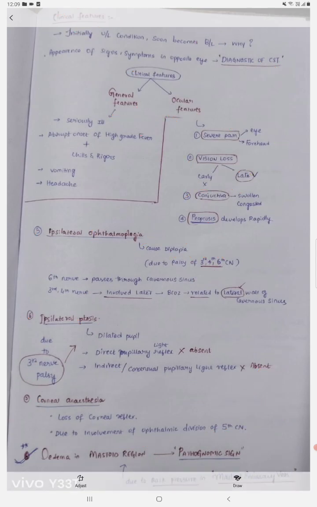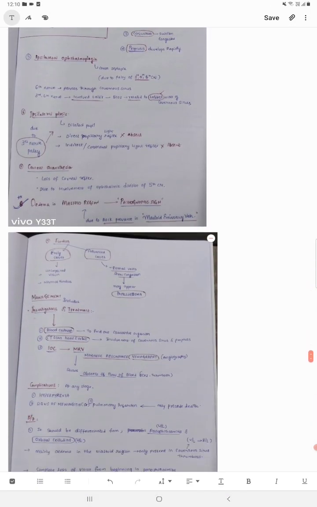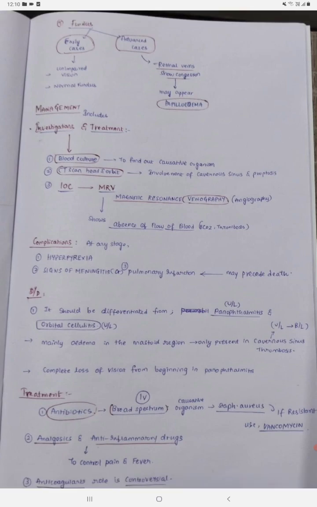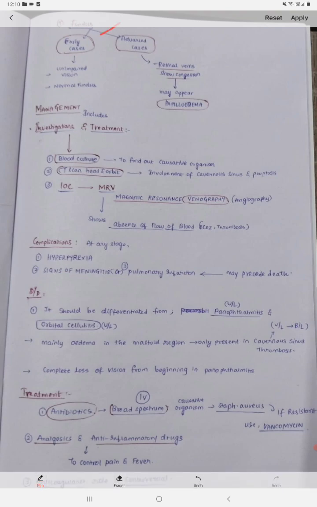We already discussed the clinical features, and the ocular features also. The last ocular feature we are going to discuss is the fundus part, which is very important. There are two changes in the fundus, the early case or the advanced stage. In early cases there will be no impaired vision, or there will be a normal fundus, with no change. But in advanced cases, the retinal veins will show congestion, and it will appear as papilledema. This you need to remember.